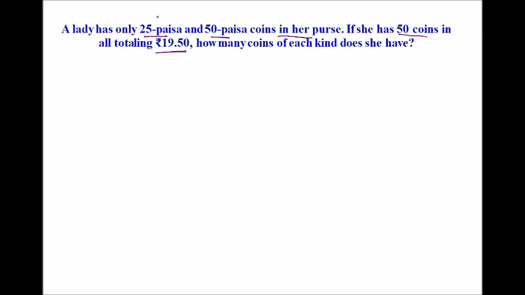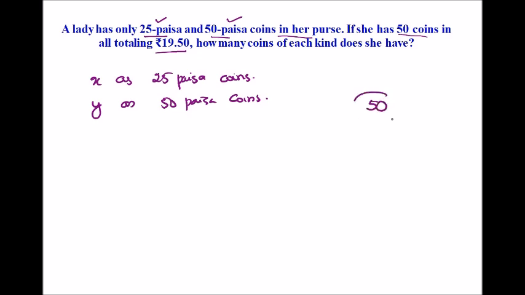A lady has only 25 paisa coins and 50 paisa coins in her purse. So we can take x as 25 paisa coins and y as 50 paisa coins. Now the total number of coins she has is 50. That is x plus y is equal to 50. This is marked as equation 1.